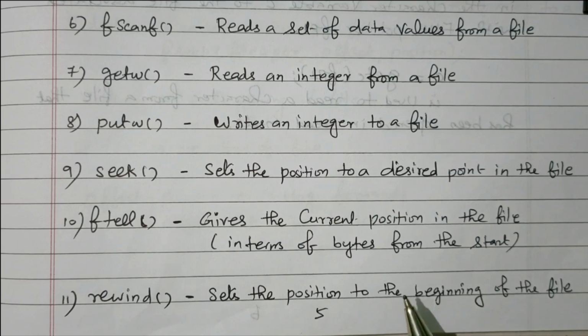So what we have: fopen, fclose, opening the file, closing the file. fprintf, fscanf, normally read the data, write the data to a file. getc, putc refer to characters. getw, putw refer to integers. fseek means it will set the position. ftell means it will give the current position. rewind means it will go to the beginning. Now we'll see one example program for these file handling functions.